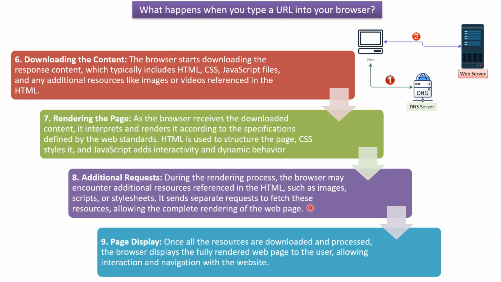The eighth step is additional requests. During the rendering process, the browser may encounter additional resources which are referenced in the HTML, such as images, scripts, or style sheets. Then the browser sends a separate request to fetch these resources, allowing the complete rendering of the web page.